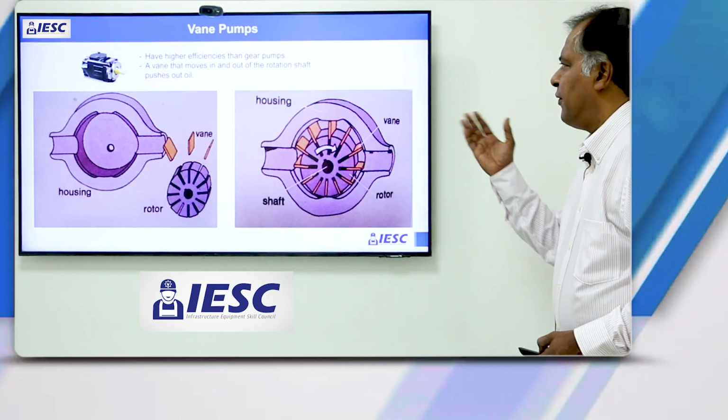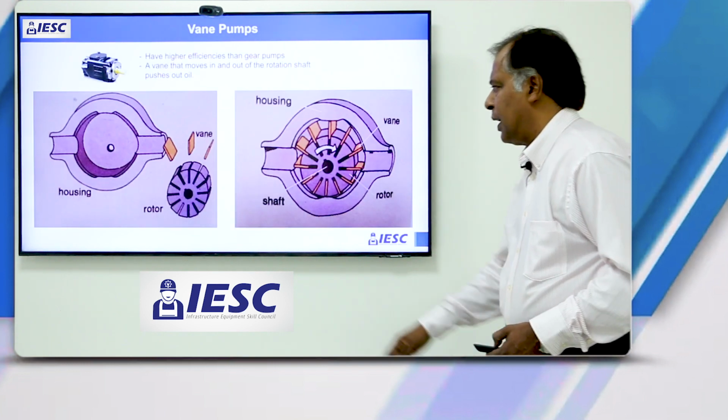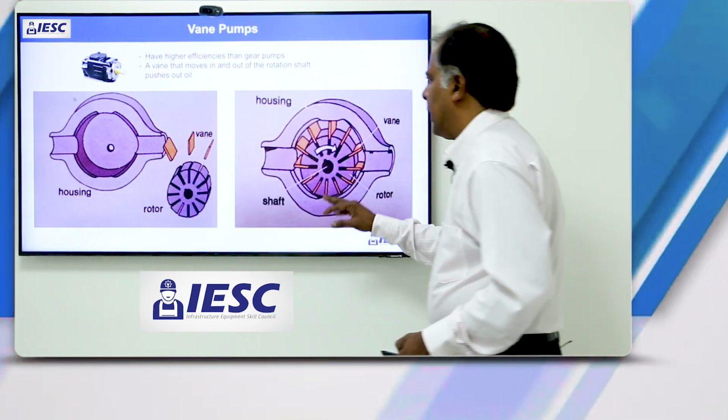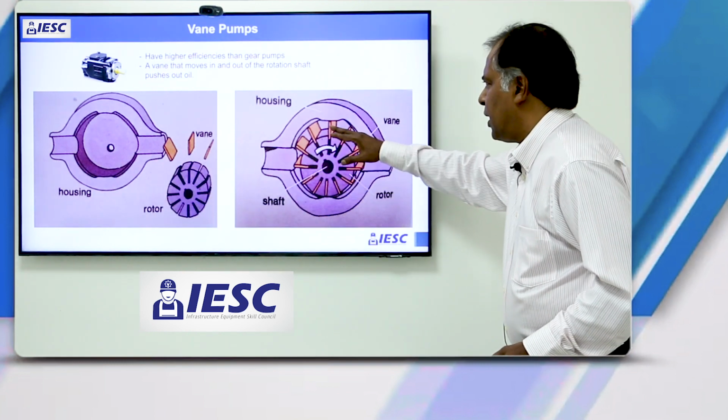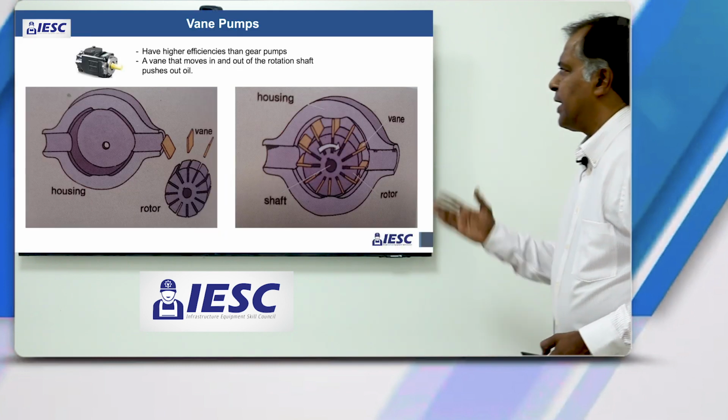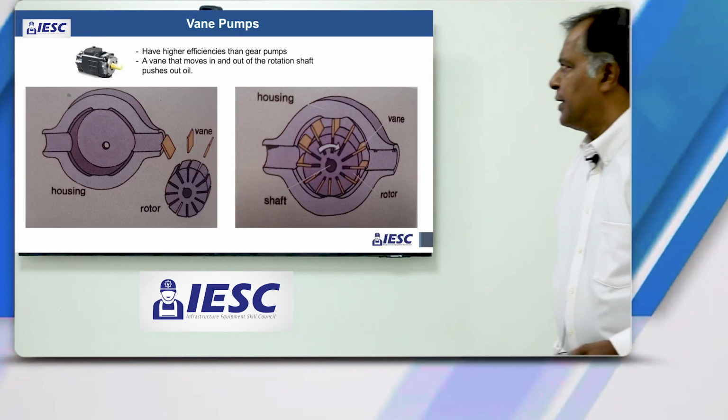We will now look at vane pumps, where again you have a housing and a rotor and vanes, and the vane moves in and out of the rotation shaft and pushes out the oil. These have generally higher efficiencies than the gear pumps.